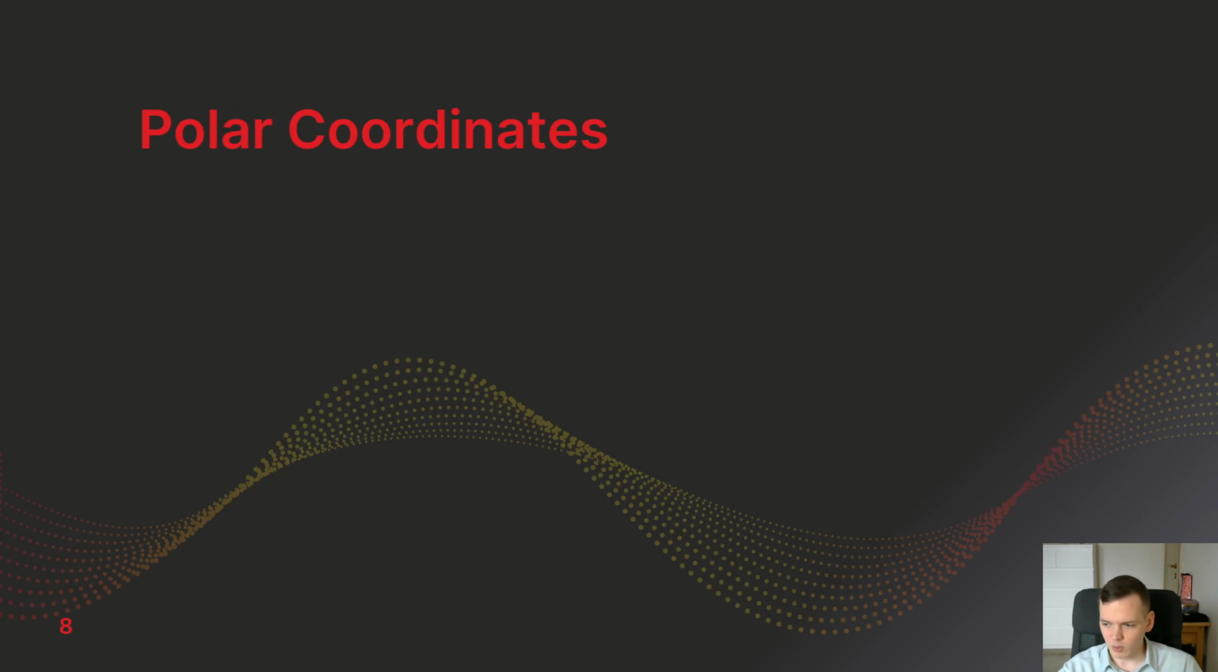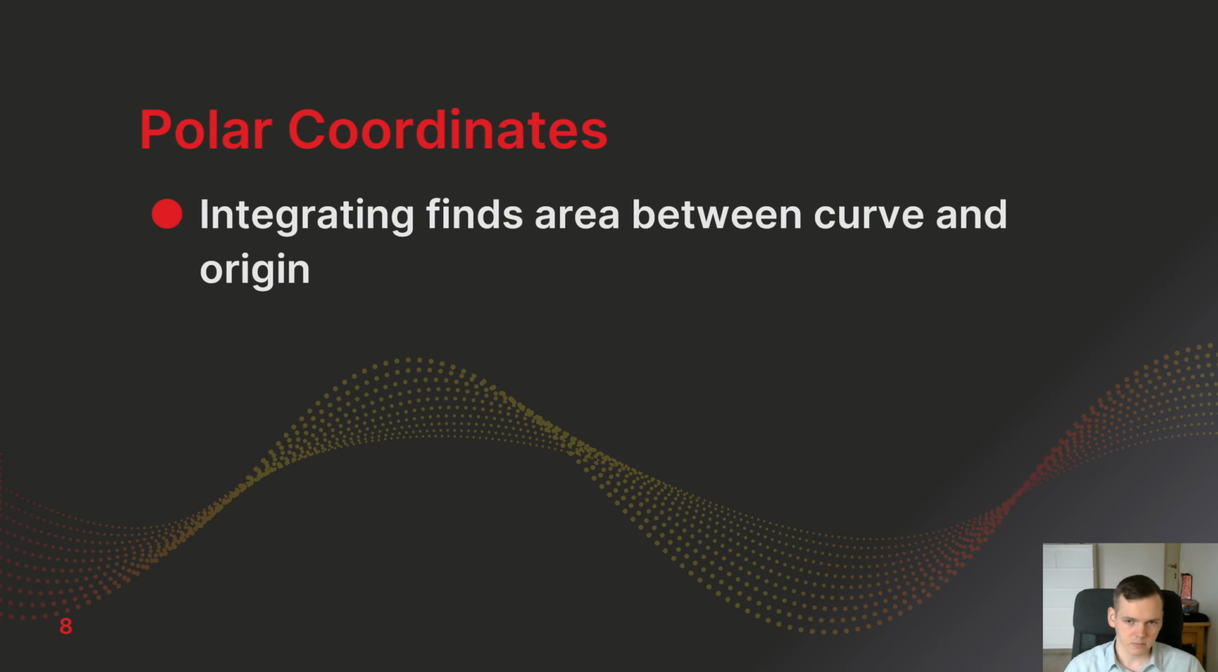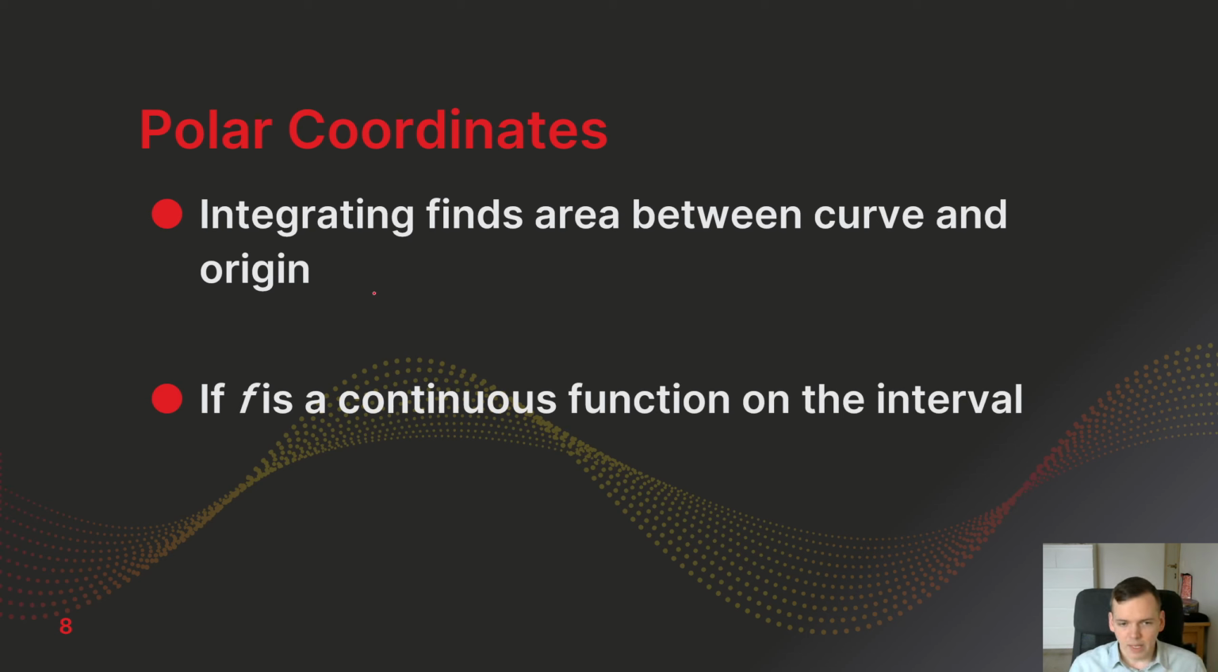Next, we're going to look at polar coordinates. When you integrate with polar coordinates, it finds the area between the curve and the origin. And this you can think about as like pizza slices.